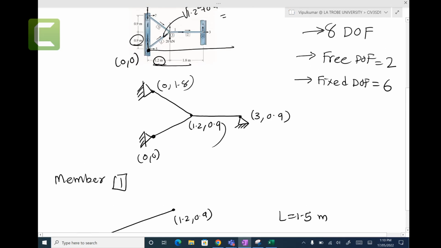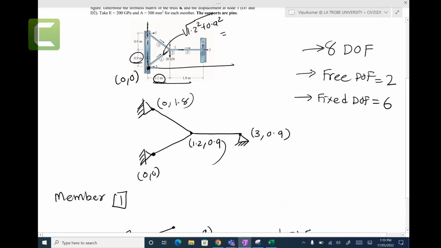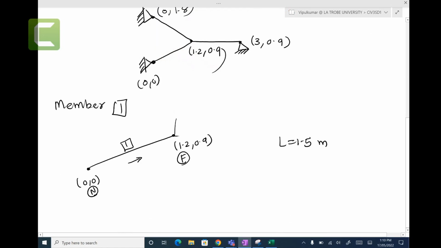Then the location vectors will give me this is the near node, this is the far node, this is number 1. What else did we need? The degrees of freedom 5, 6 and 1, 2. So we have 1, 2, 5, 6. Right? Anything else? I think that's it, right?